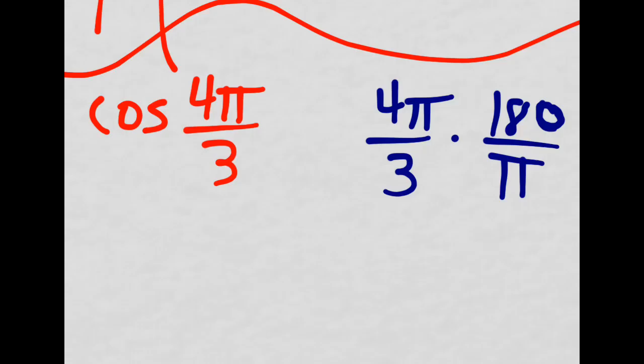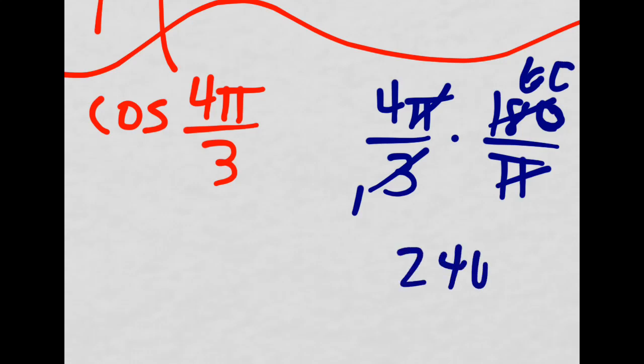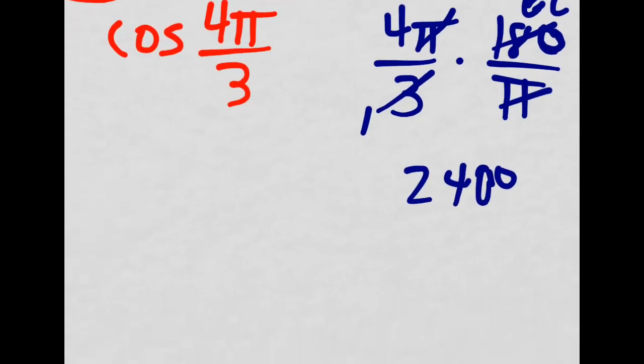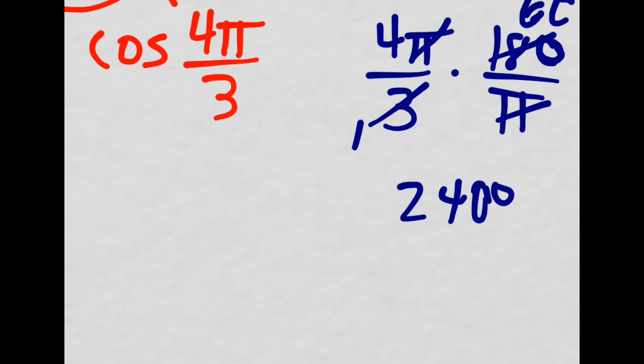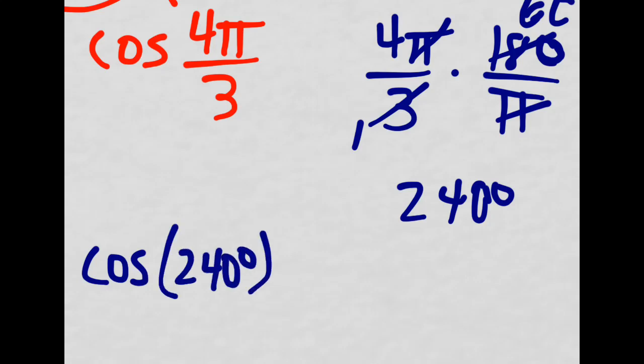If you don't know what the radians are, you can multiply by 180 over pi. So those pi's would cancel. 3 goes in there once, 3 goes into there 60. 4 times 60 would be 240 degrees. So really we want to find the cosine of 240 degrees using the double angle formula.